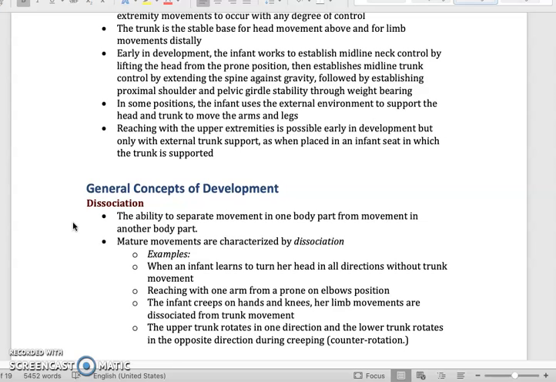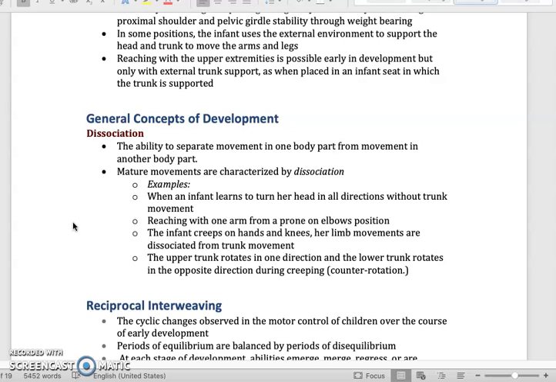And I was pronouncing dissociation incorrectly. Like I said, disassociation, it is dissociation. So pardon me for that error as I went back and realized what I was saying to you. The correct pronunciation is dissociation.